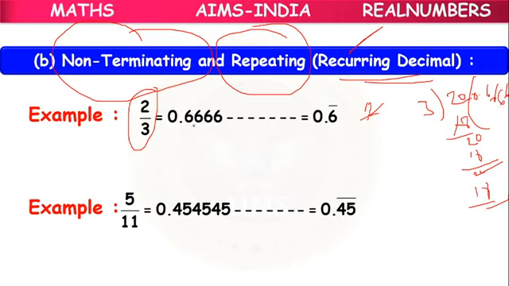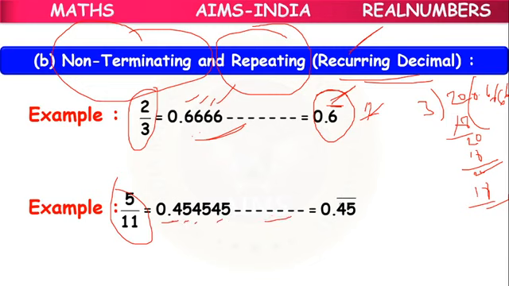Like that, 0.66666 and so on. It will not terminate, but the decimal is repeating or recurring, which can be expressed as 0.6 bar. Here the bar denotes that whatever decimal place is under the bar will be recurring. In the case of 5 by 11 also, 0.454545 and so on. Here the recurring part is 2 decimal places. In the previous case the recurring part is only 1 decimal place, but here 2 decimal places are recurring.